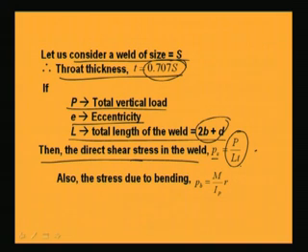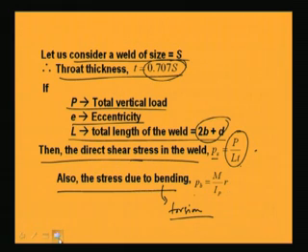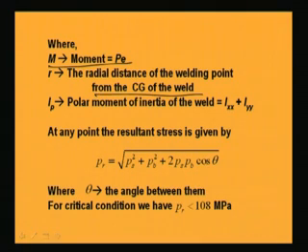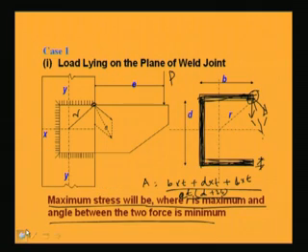Now, the stress due to bending will be Pb, equal to M by Ip into R. It is not exactly bending, we can call it torsion also. So the stress due to torsion is M by Ip into R, where M is nothing but P into E, the force into the eccentricity of the load. Then R is the radial distance of the welding point from the CG of the weld. R we have shown in the picture, it is the radial distance from the CG to the point where we are going to calculate.